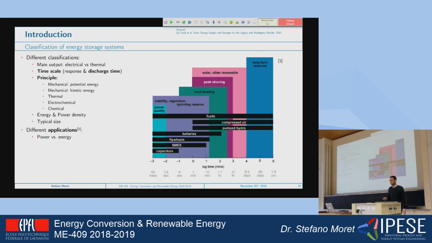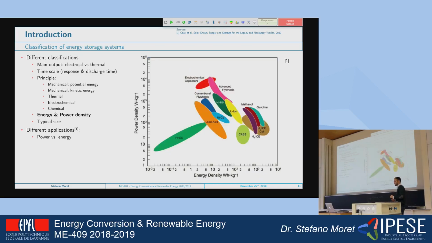If we look at long-term storage, what we can do is mostly either converting electricity into fuels, compressed air storage, or pumped hydro. If we look for short-term applications, normally we go towards batteries or towards capacitors and supercapacitors.